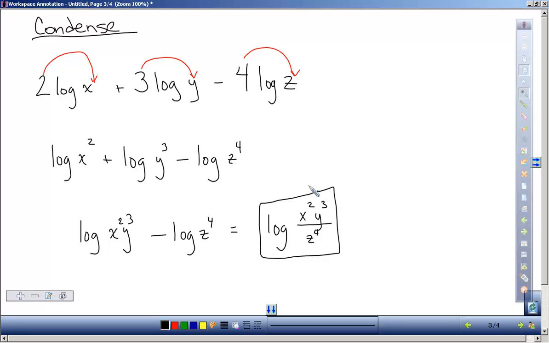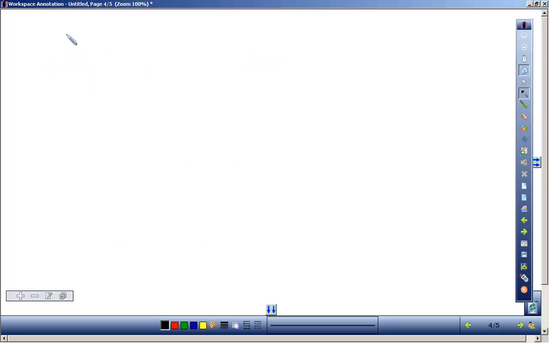So don't forget, when you are condensing, you are taking many logs and you are trying to put them all together into one single log. So it's what's inside that's being multiplied. It's what's inside that's being divided. We do just have one log. That would be an example of condensing.